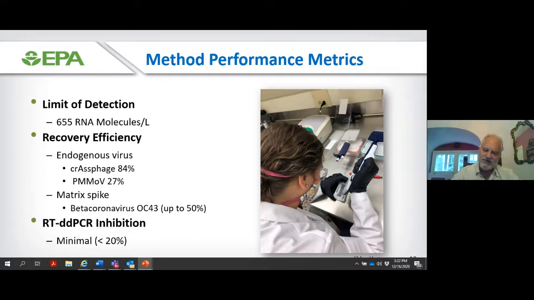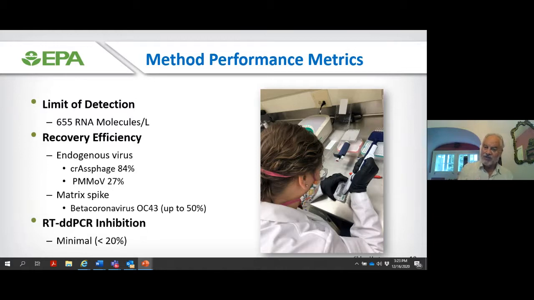The endogenous viruses are those fecal indicators that I mentioned. Crass phage is a phage. Phage is a virus, but it doesn't infect humans. It infects a bacteria that is thought to be specific to humans, one of our intestinal flora, a Bacteroides species of bacteria. So you can look at the presence of that virus as an estimate of how much fecal load is in that sample.